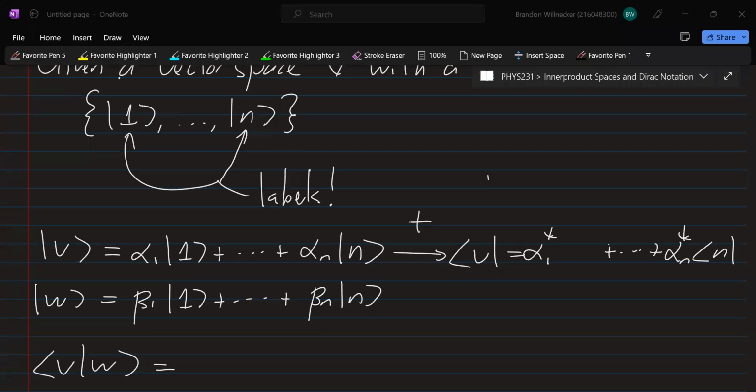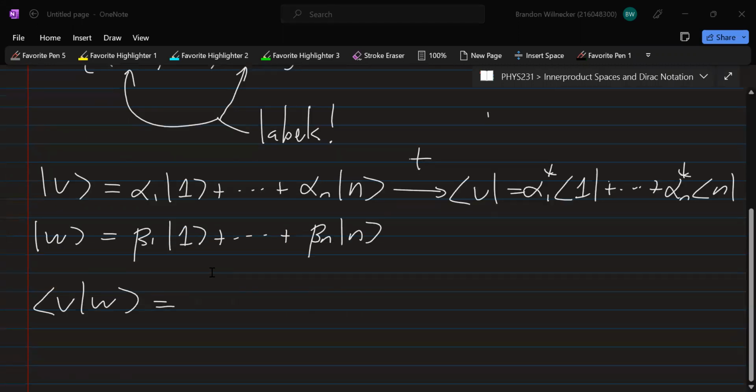Okay, so this needs to be the other way around. We took all the basis vectors and flipped them around, so the kets turned into bras, and then we did the complex conjugation on the coefficients. Okay, so we can now take the inner product between the two. So v, we can just put that in brackets here.